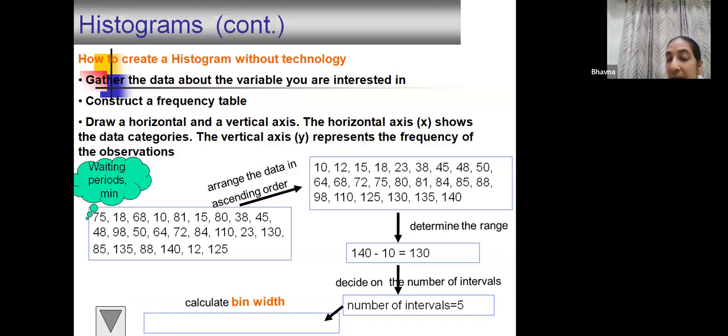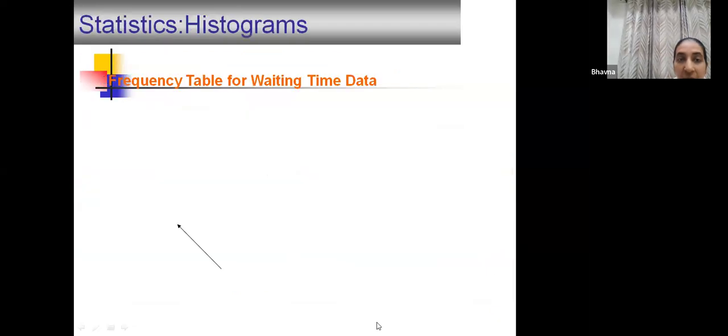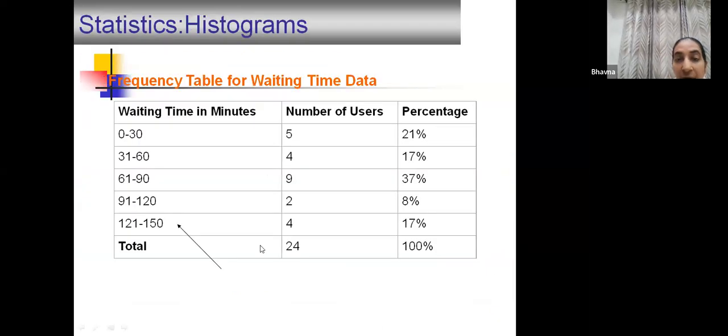See, number of intervals is 5. Now calculate the bin width. How do I calculate the bin width? I divide 130, which is the range, by 5. Whenever I divide 130 by 5, I get 26. Now it is very difficult to make bins or intervals at an interval of 26 minutes. So just for the sake of convenience, we round it off to 30 minutes. Okay, now see what happens here. The whole of your data gets converted into a frequency table.